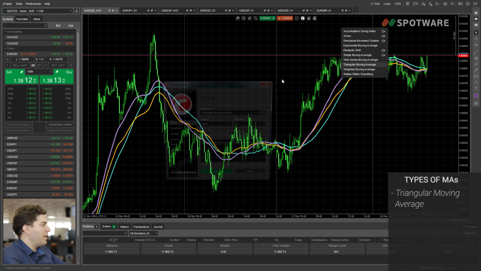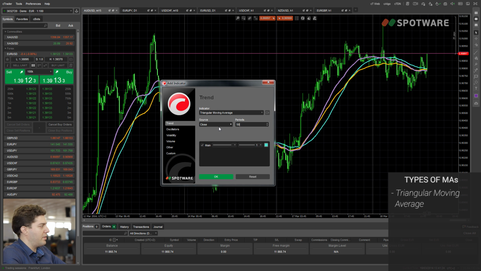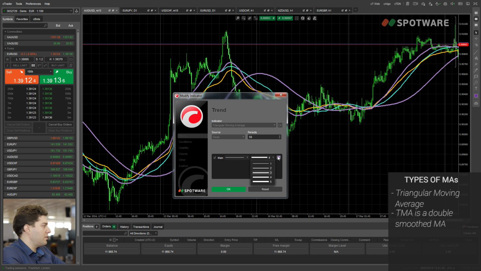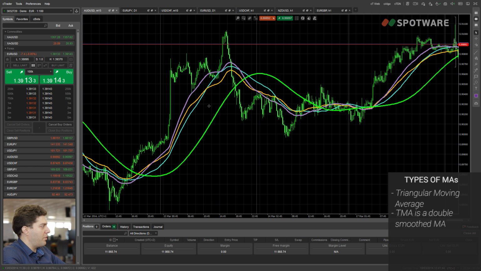Lastly, I'm going to talk about the triangular moving average. The triangular moving average is a double smoothed moving average. It means that it's an average of the average. And this indicator is going to be far away from the price because that's what smoothing does. You see, let me give it another color. Triangular moving average, let's make it green. This one is away from the price because it's smoothed out. It's a moving average of the moving average.